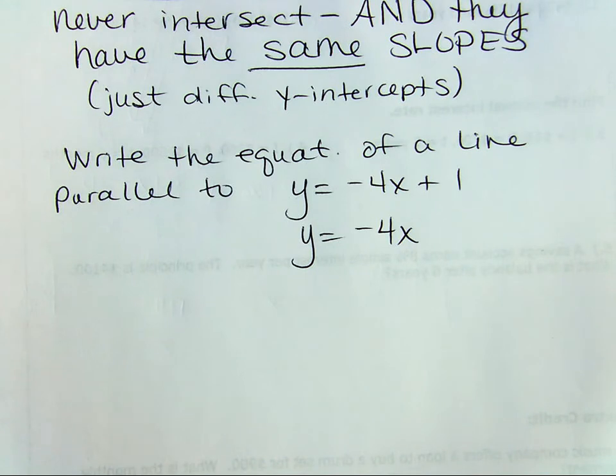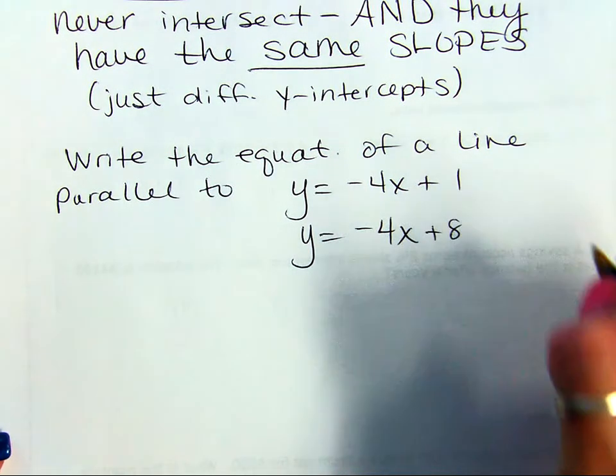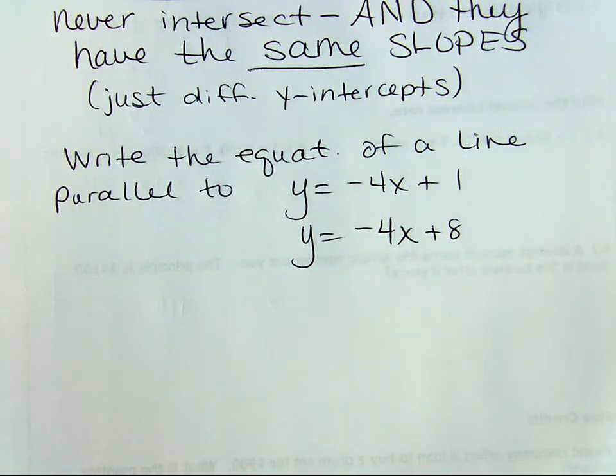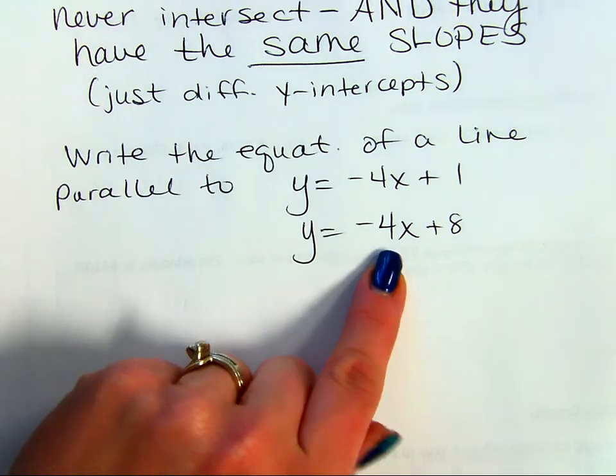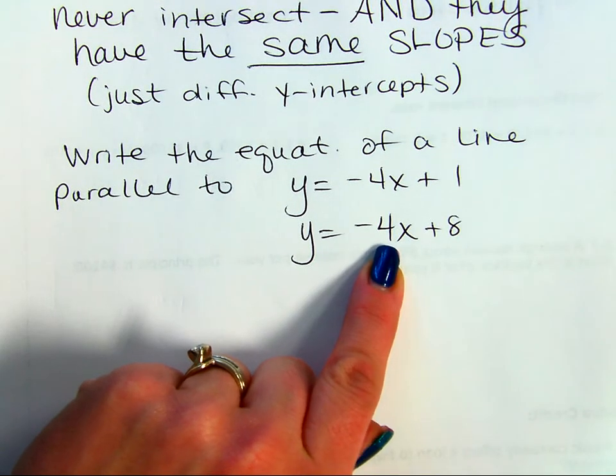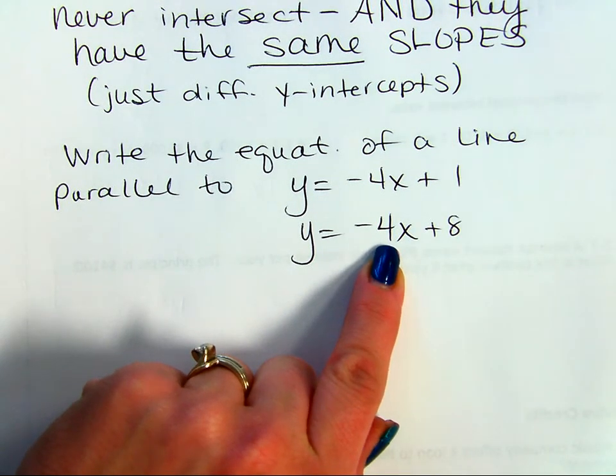Could you just leave it negative 4x? Sure. Means you chose the y-intercept as the origin, right? So could you choose plus 8, minus 2, plus 100, minus 70? Sure. As long as that is negative 4x, you're good. Got it? Okay? However, that's just too easy, right?